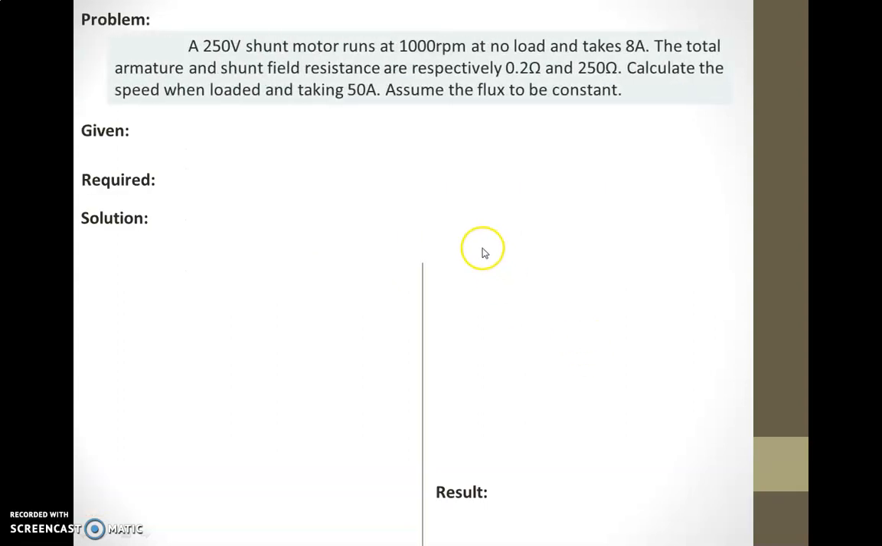The problem is a 250 volt shunt motor runs at 1000 rpm at no load and takes 8 amps. The total armature and shunt field resistance are respectively 0.2 ohm and 250 ohm. Calculate the speed when loaded and taking 50 amps. Assume the flux to be constant. This is the given problem.